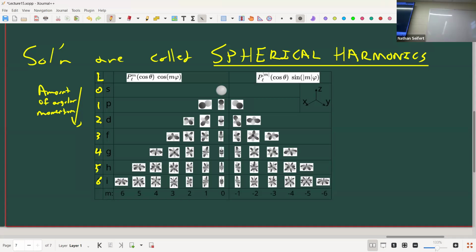Do these pictures remind you of anything from chemistry? Say again? Orbitals. Sure looks like an s orbital, sure looks like a p orbital, doesn't it?